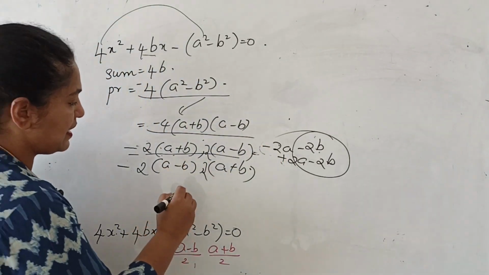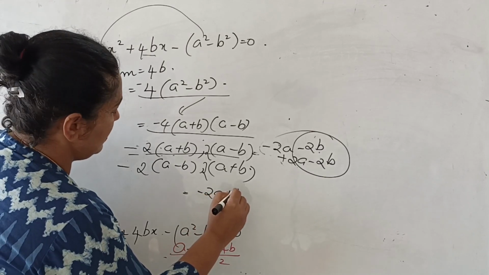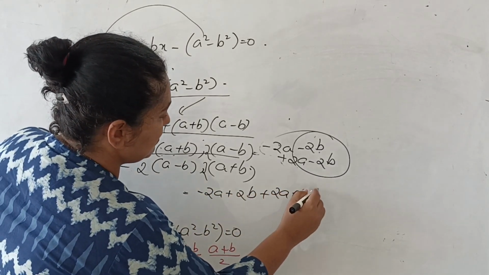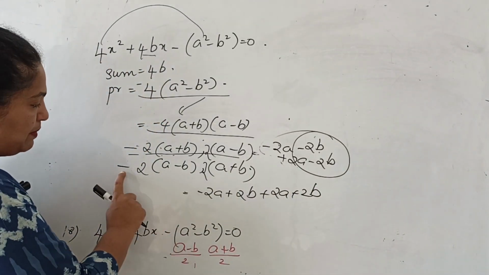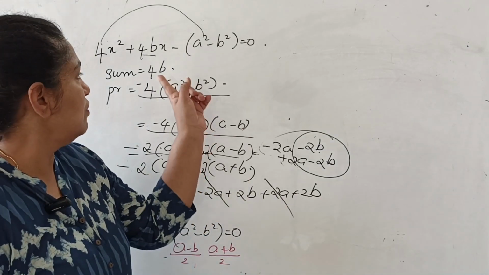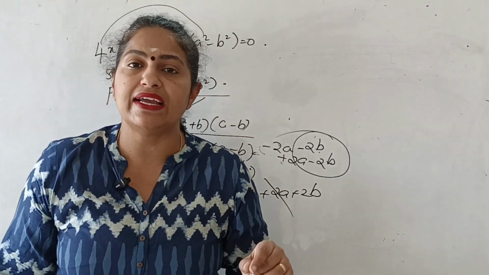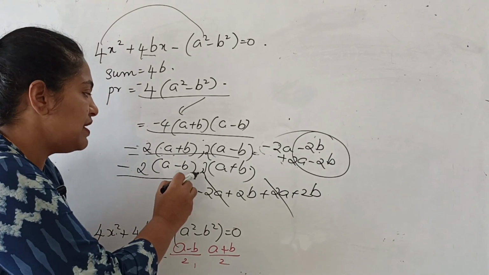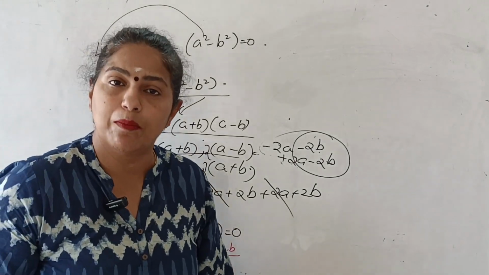Now let me open the second one and see. Minus 2a plus 2b plus 2a plus 2b. Okay, minus 2a, minus into minus is a plus. 2a cancelled, I am getting a 4b. So which are the factors that I need? The factors that I need are minus 2 into a minus b and 2 into a plus b.